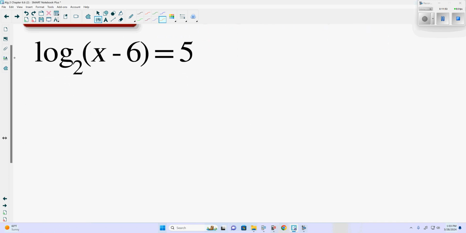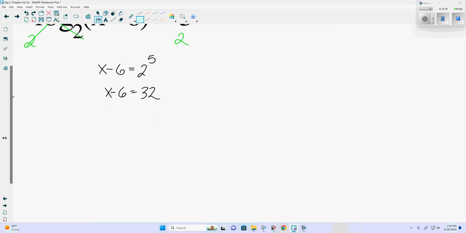Last one. We'll put both sides to the base of 2. Now our 2 to the log base 2 would cancel, leaving us with x minus 6 is equal to 2 to the 5th power. Now we could plug that in a calculator and get 32. At this point we would add 6, telling us x is 38.